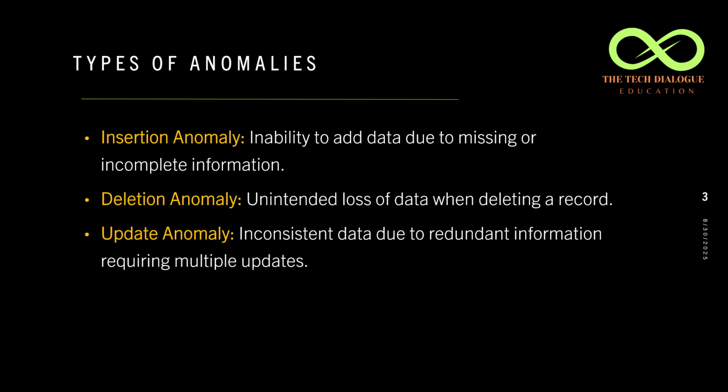There are three main culprits when it comes to anomalies: insertion, deletion, and update. An insertion anomaly stops you from adding data because the table's design is too restrictive. A deletion anomaly makes you lose data you did not mean to when you remove a record. And an update anomaly causes inconsistencies when you have to change the same data in multiple places. Each one can wreak havoc, but we will walk through examples to make them super clear.